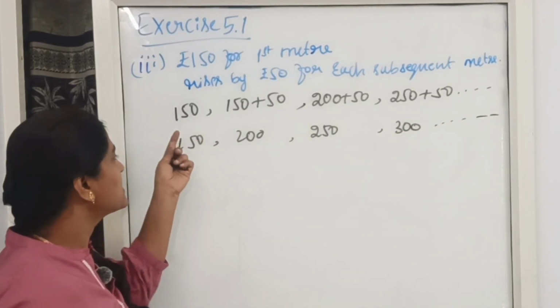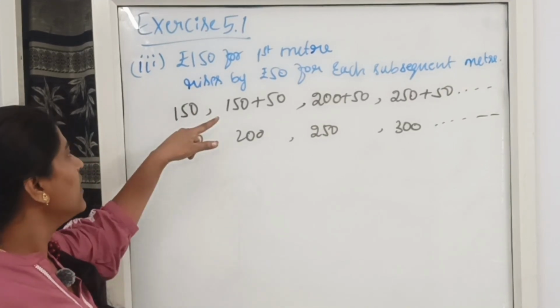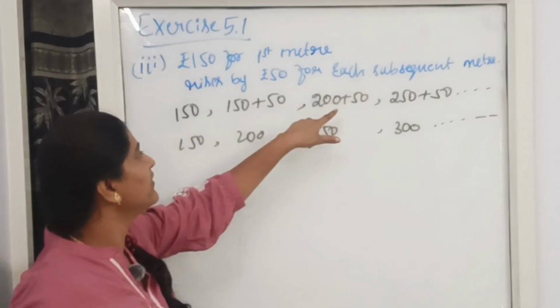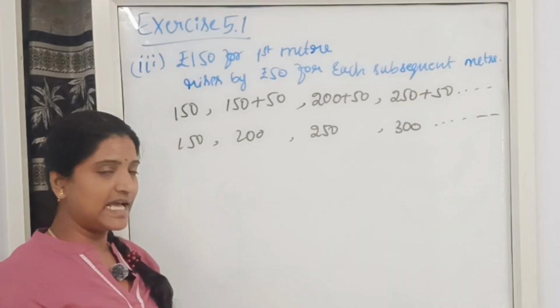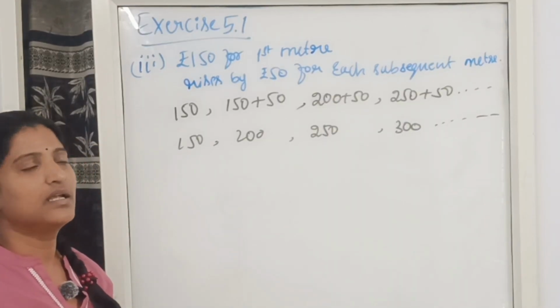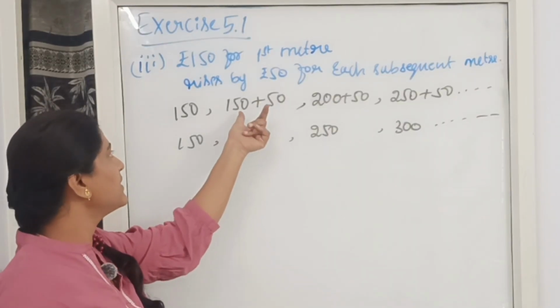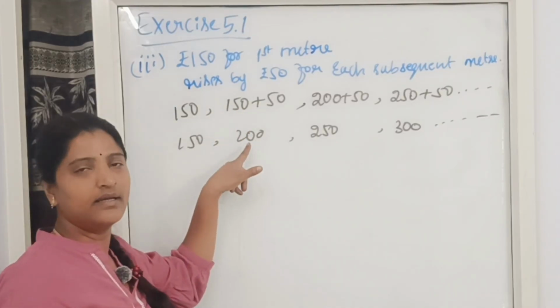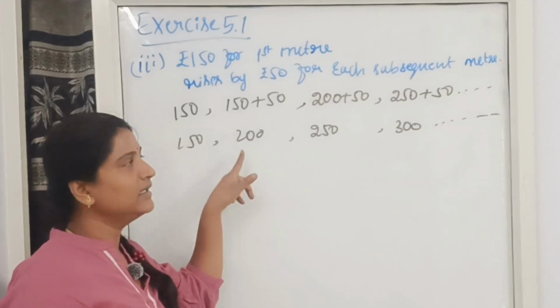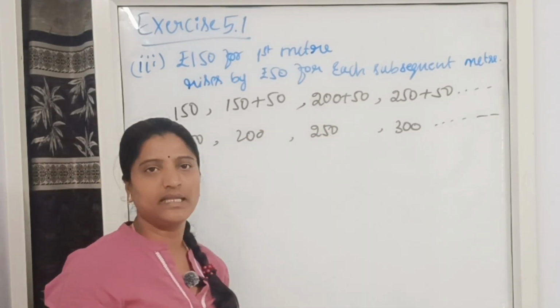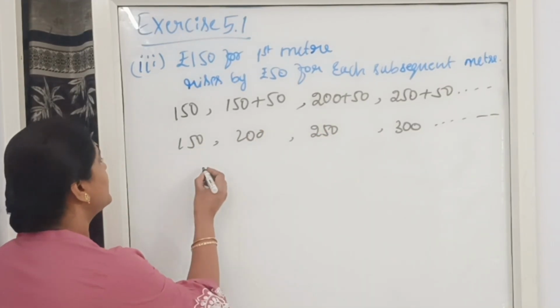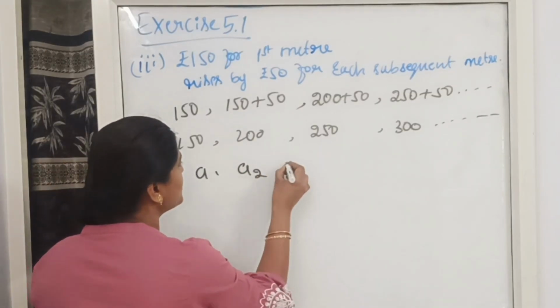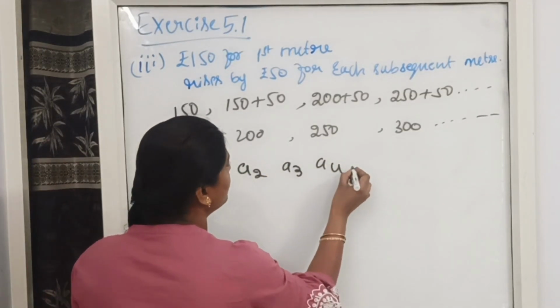For the first meter, 150, and again for each and every meter it has to add 50. For this 50, the preceding value is not this; this is for the first time. Second time it becomes 200 because 50 rupees is added. And again like this it keeps on increasing. And this is our A1, A2, A3, A4.